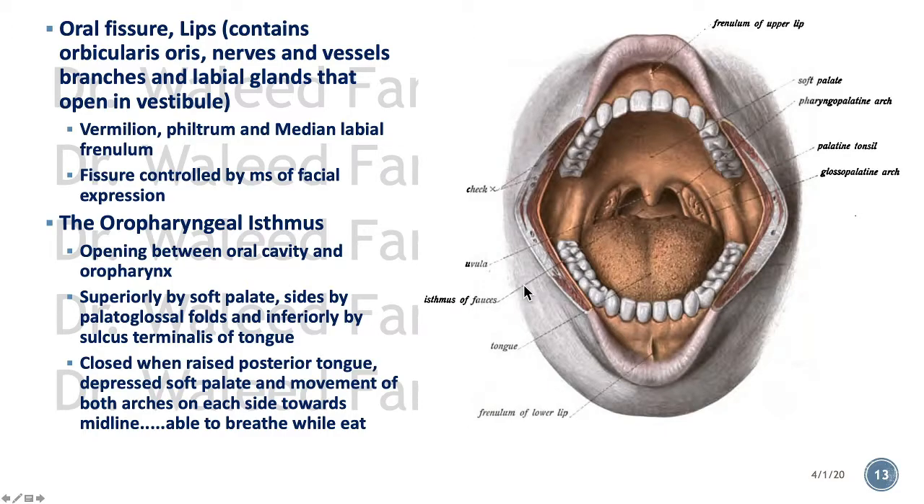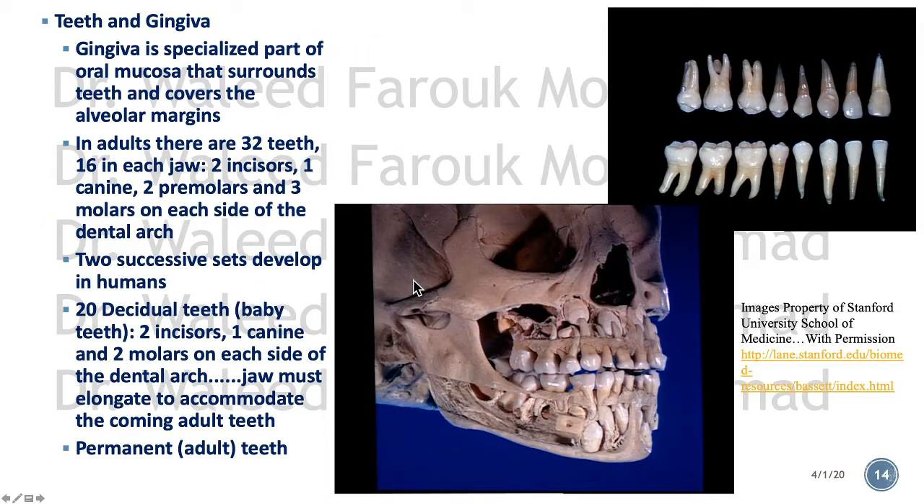And last we have the oropharyngeal isthmus. Again, it's bounded superiorly by the hard palate, on the sides by the palatoglossal folds, and the floor is by the sulcus terminalis. This is the oropharyngeal isthmus. It's the connection between the oral cavity and the oropharynx. And of course, you know, if you close this oropharyngeal isthmus, you will be able to breathe while eating, for example. Yes. Or holding liquid inside your mouth.